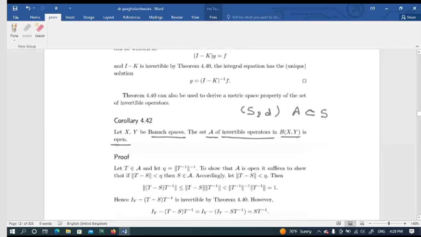Corollary. Let X and Y be Banach spaces, then the set A of invertible operators in B(X) is open.